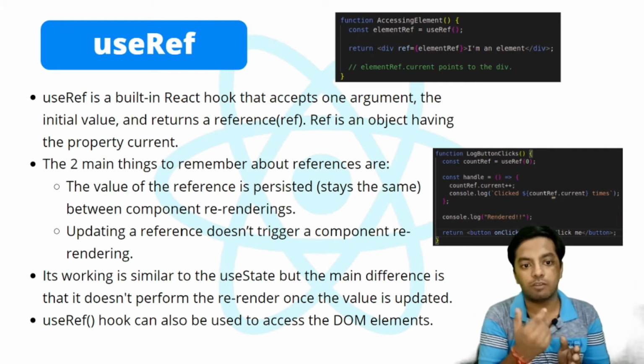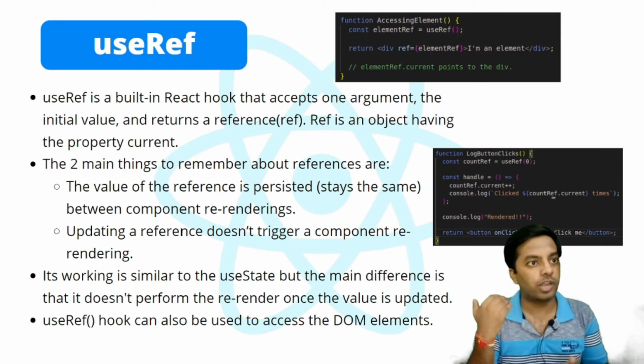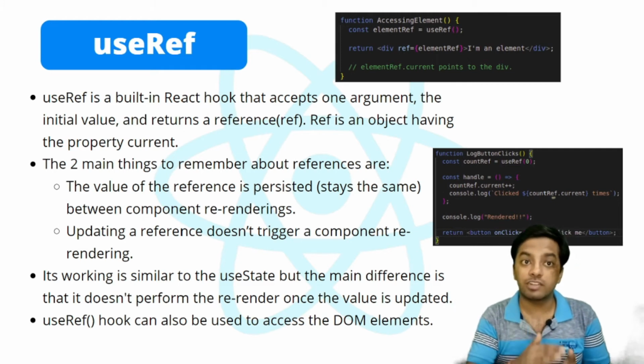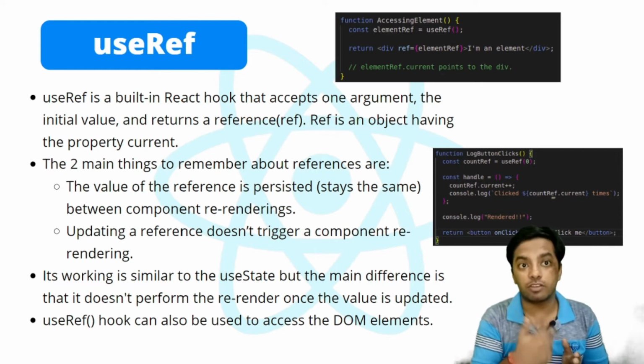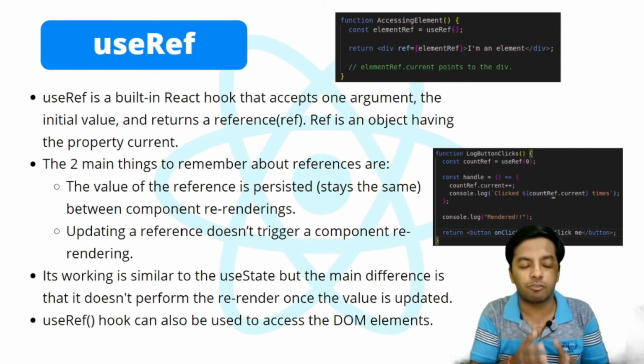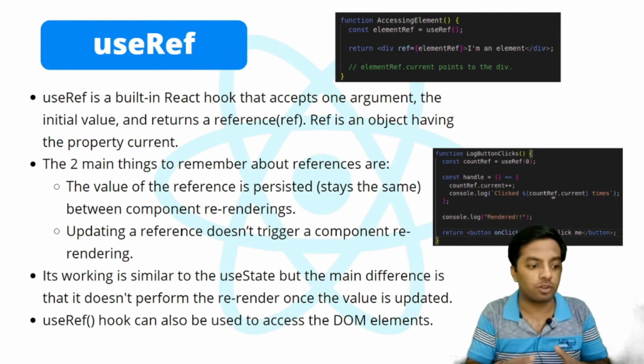A value is given to us, a value is returned, and we update that value. Between different re-renders, the value remains the same, and the same is true with state. Between different re-renders, the state value remains the same, but the main difference between the useRef and the useState hook is that once the value of the useRef is updated, it doesn't perform a re-render. Whereas once the state value is updated, re-rendering is performed. So this is the main difference between useRef and the useState hook.